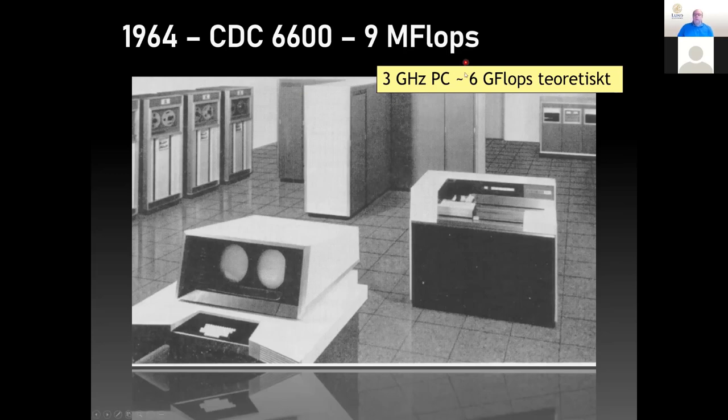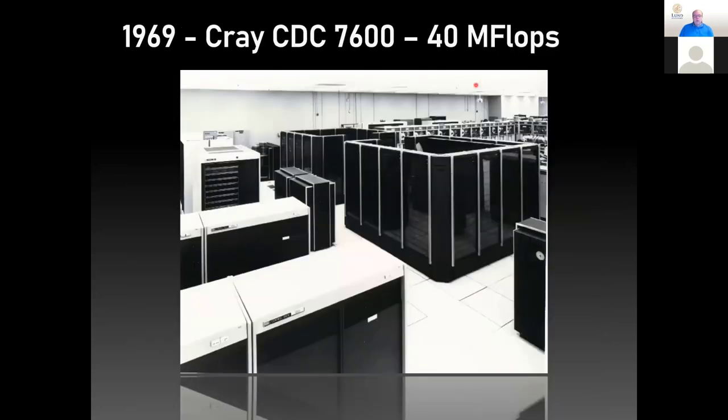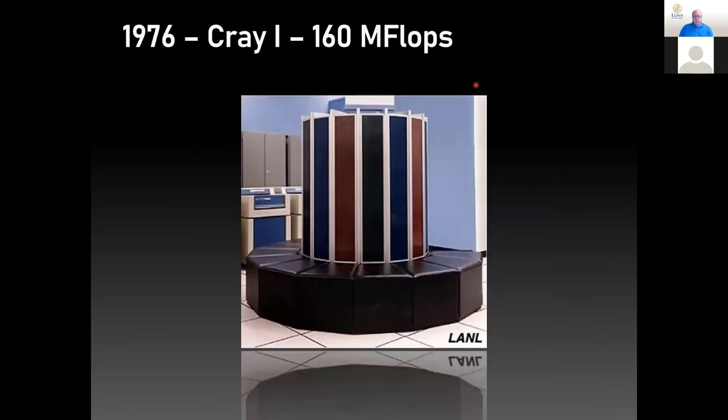And I think this is wrong here, I think a modern laptop or PC today could do, I think, 6 to 12 gigaflops CPU performance. Now we have GPUs as well, so you can go up in the hundreds of gigaflops on a PC as well. So in 64, we had 9 megaflops to play with. In 1969, Cray created the 7600. We were up to 40 megaflops per second. In 76, we had 160 megaflops. And Cray is one of the companies that has been one of the larger supercomputer manufacturers in the world.